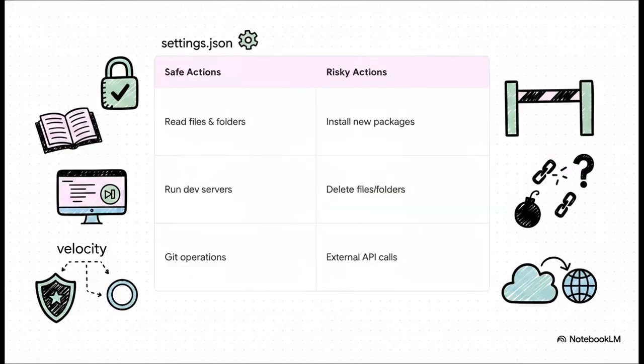But here's the good news. You don't have to choose between extreme safety or extreme risk. By just customizing your settings.json file, you can find the absolute perfect sweet spot. You can pre-approve the safe, repetitive actions, reading files, running your dev server, doing basic Git commits, while essentially gatekeeping the really risky stuff. You literally force Claude to ask your permission before it does things like install new packages, delete whole folders, or make external API calls. It's basically the ultimate balance between high velocity and project safety.